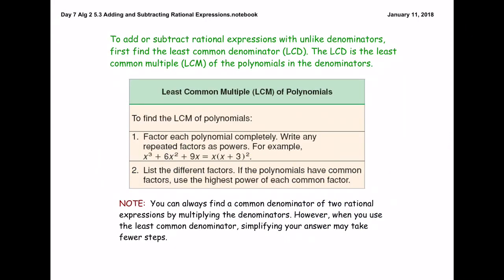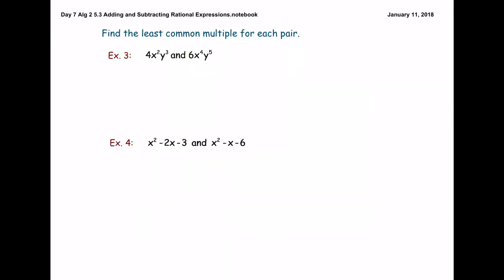To add or subtract rational expressions with unlike denominators, you need to first find the least common denominator. The least common denominator is the least common multiple of the polynomials in the denominator. You can always find a common denominator of two rational expressions by multiplying the denominators. However, when you use the least common denominator, simplifying your answer may take fewer steps. Find the least common multiple for each pair.